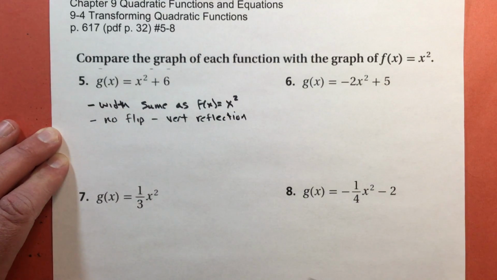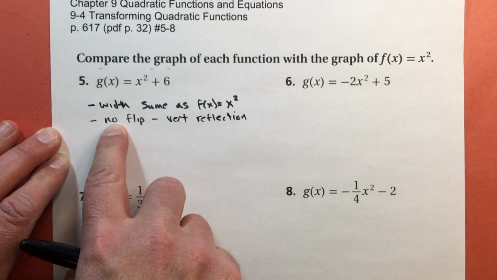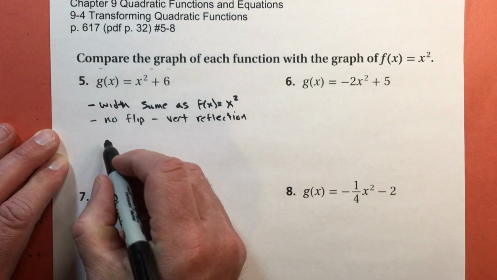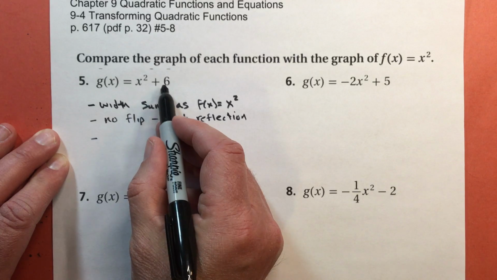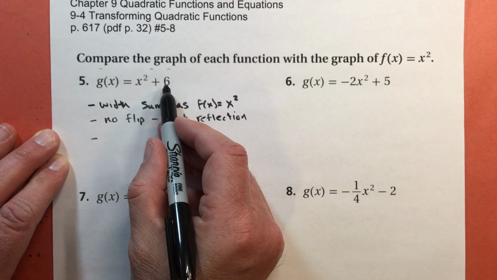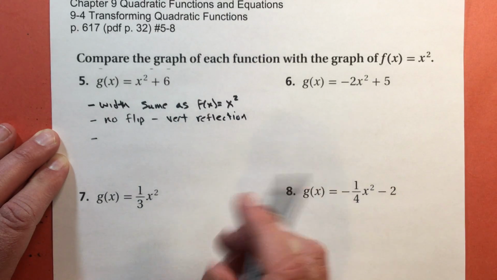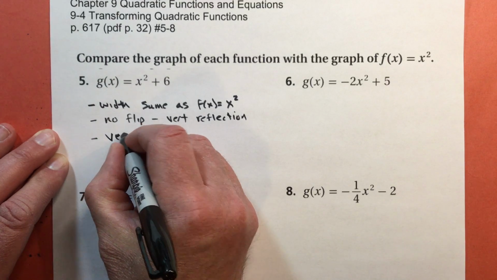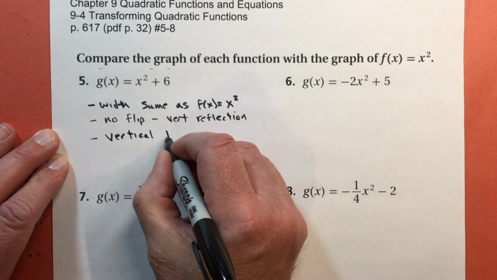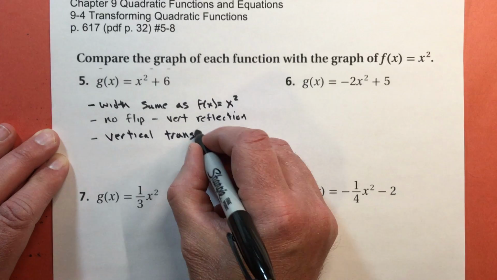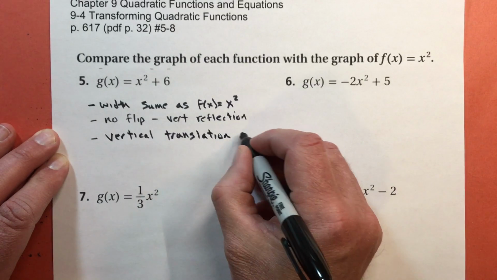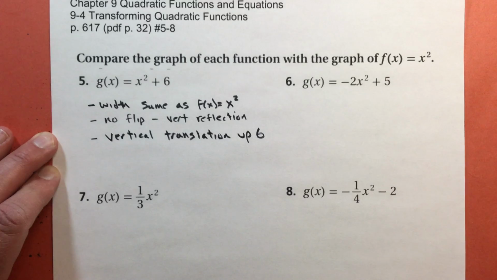To be honest, you could probably get by without saying anything. I'm just doing it because I'm in teacher mode. I do have a plus 6. That means that I move the graph all the way up 6 spaces. So we call this a vertical translation. Translation means slide. Up 6.